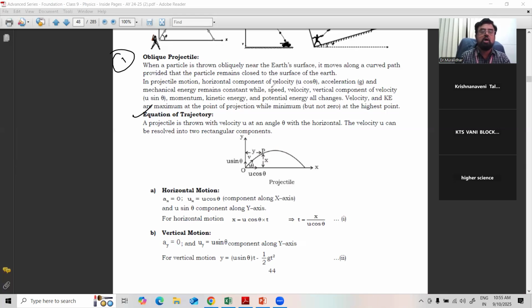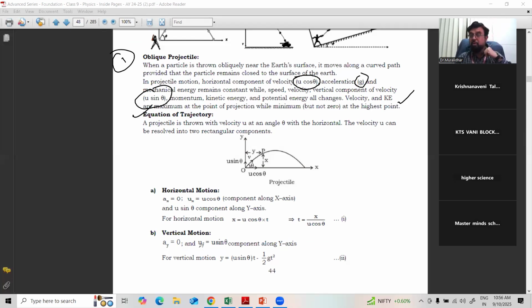In projectile motion, the horizontal component of velocity is u cos theta, as you know, and acceleration is g. Mechanical energy remains constant, while the vertical component of velocity, u sin theta, momentum, kinetic energy and potential energy all change. Velocity and kinetic energy at the point of projection will be minimum, but not zero at the highest point. So some conditions are given when a body is projected from the ground. The path followed by the body is called the trajectory, and the shape is a parabola.